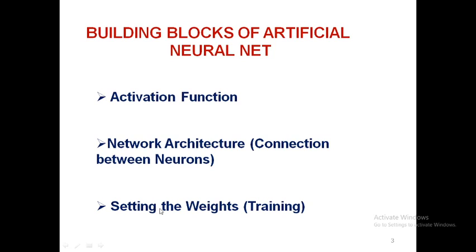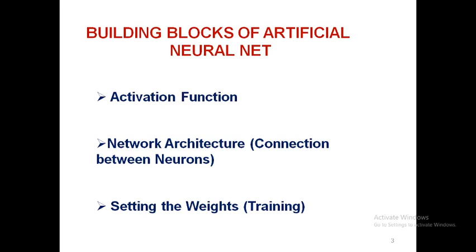The next thing is setting up the weights. The connection weights need to be adjusted to get the proper output. That is called training, using learning algorithms or learning methods. We have to provide proper training to adjust the connection weights; only then will we get the required output. So these three are the main building blocks of the ANN.